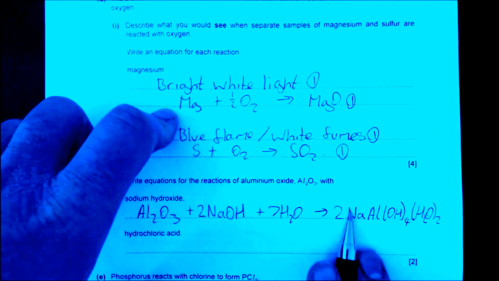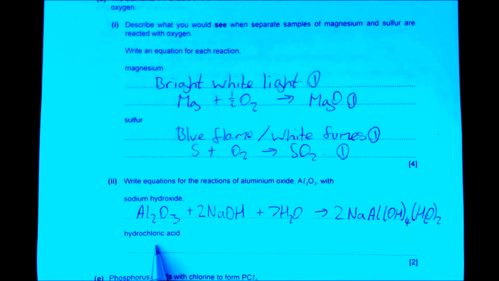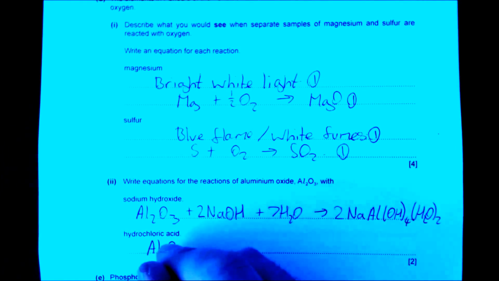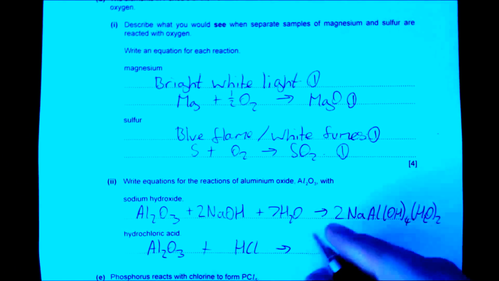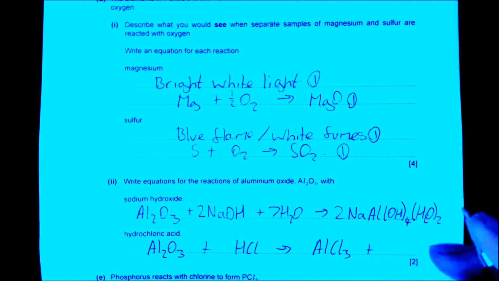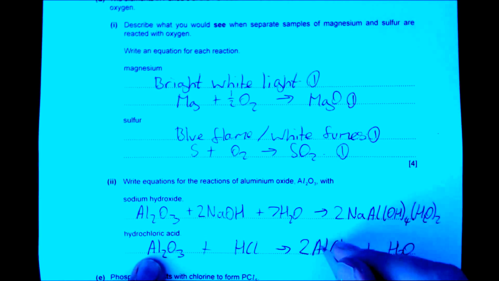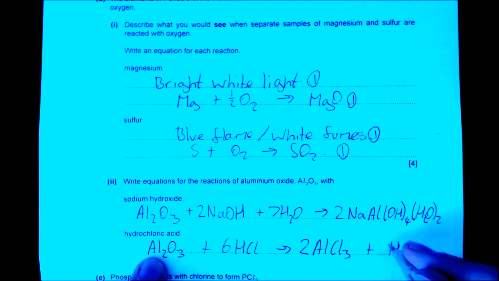There are other varieties of this equation, so you need to make sure that you're getting the right one. Okay, and hydrochloric acid: Al2O3, this is your aluminium oxide, and we're going to react this with hydrochloric acid, and this is going to form AlCl3, aluminium chloride, plus water. So these really are equations that you need to know. Balancing: we've got 2 aluminiums there, so we need 2 there. That gives us 6 chlorines, so we need a 6 there, and for the hydrogens we need 3 there.